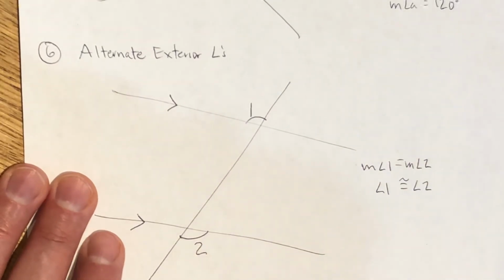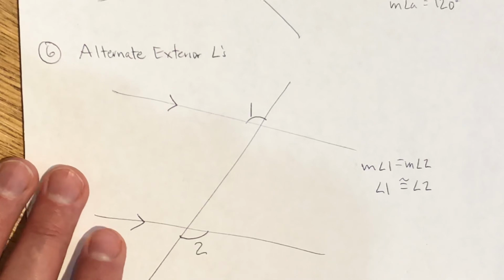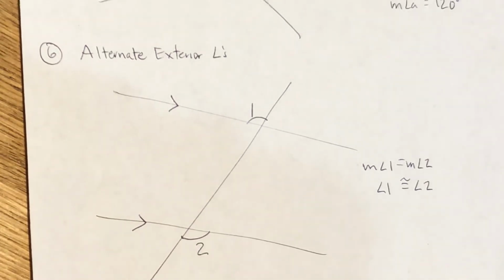So that's just a quick overview of how you can identify the different angle pairs and what's mathematically true about them under certain conditions.